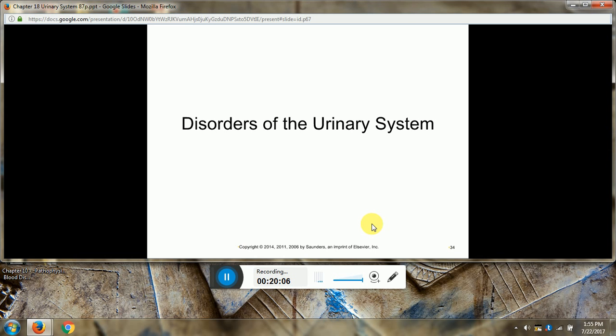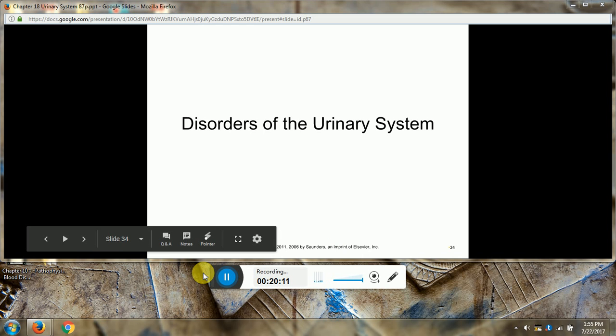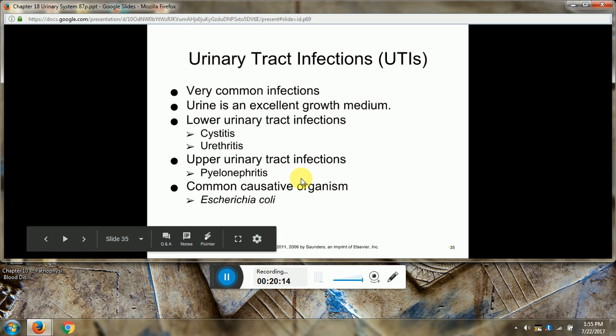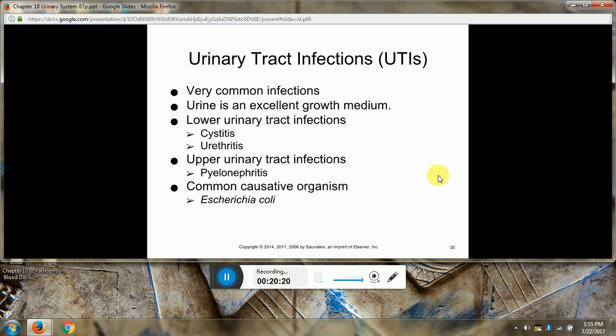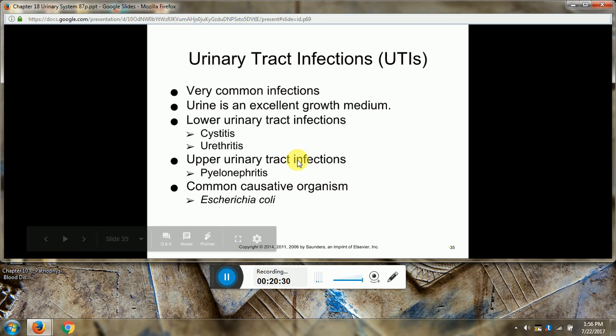Now let's talk about the disorders of the urinary system. First, we'll talk about UTIs, or urinary tract infections. These are very common infections, especially in females, and we know that already from AP2 because of the short urethras. It could be a lower urinary tract infection, cystitis, or urethritis. Cystitis would be infection of the urinary bladder, and urethritis is inflammation or an infection of the urethra. There are also upper UTIs like pyelonephritis, and that is an infection in the actual kidney tissue.